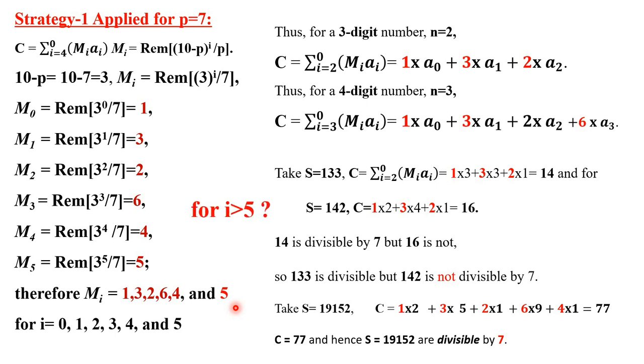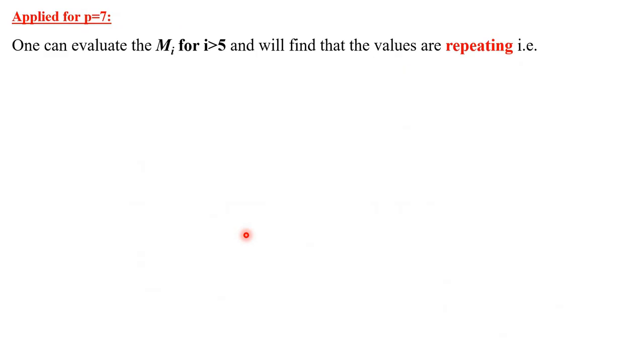What about a really big number? That means if the number of digits is more than 6. With M5, you can handle up to 6 digits. But if it is 7 digits, 8 digits, 9 digits, then you need i greater than 5. Interestingly, for i greater than 5, of course, you need to calculate Mi. But interestingly, these Mi are nothing but the repeating values of the earlier ones.